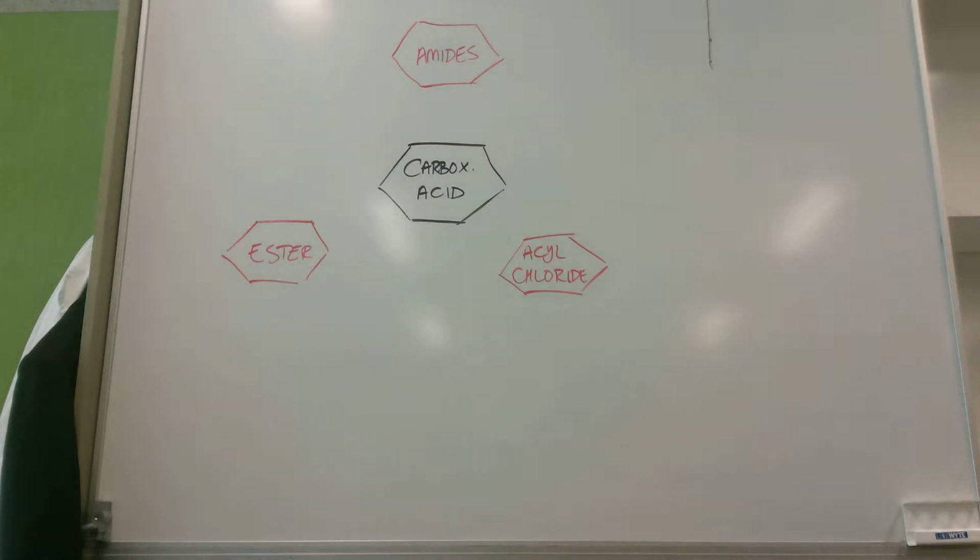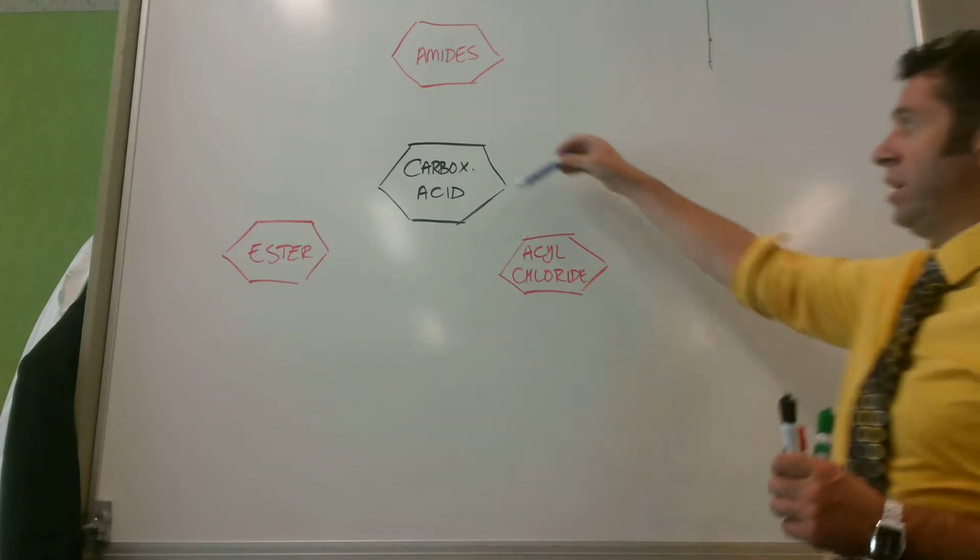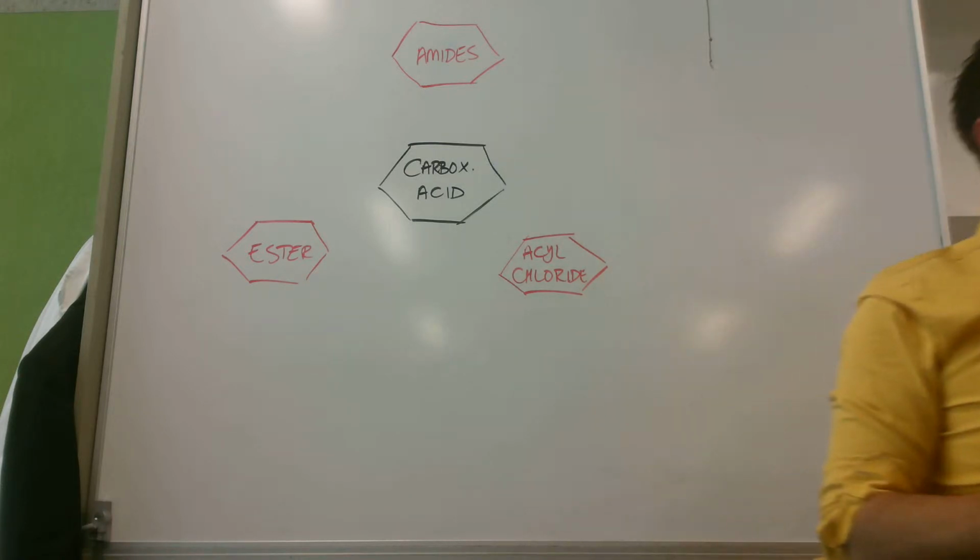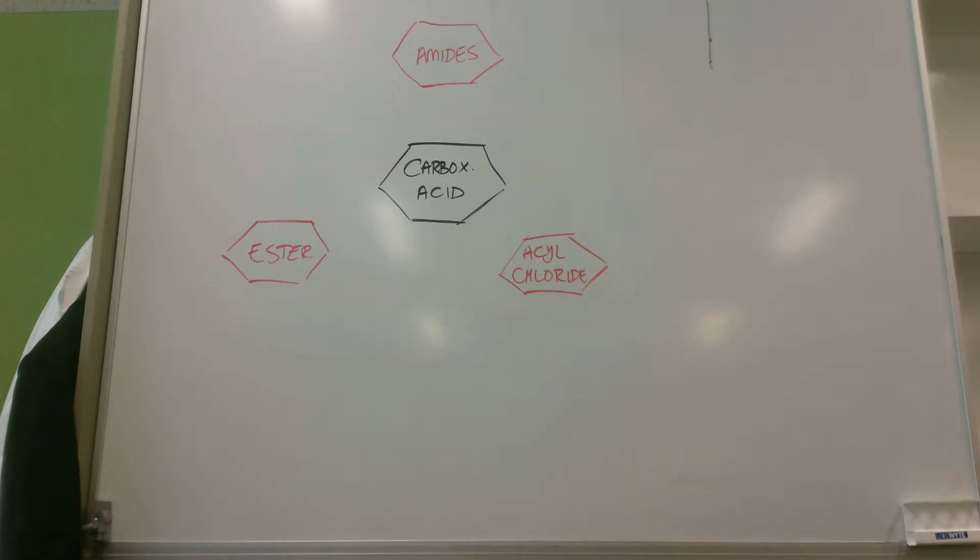So over the next 3 or 4 lessons, we're going to be looking at the relationship between these 4 functional groups. Only one of them we learned about last year, which is the carboxylic acids. Carboxylic acids are a good group for us to look at because they are the precursor for a few others, and they also have relationships with each other.